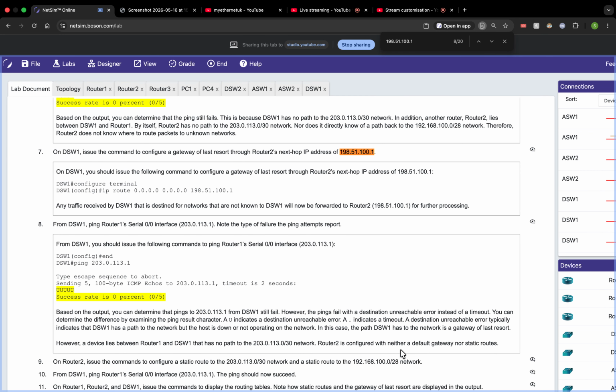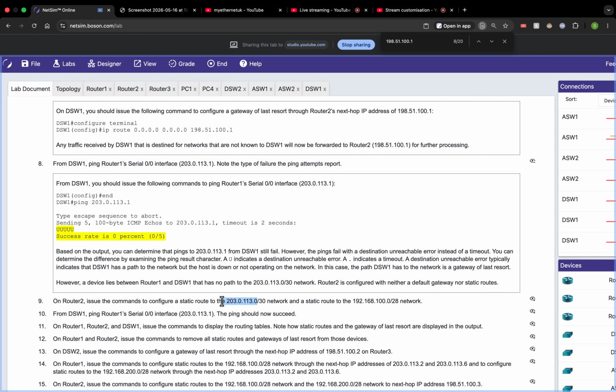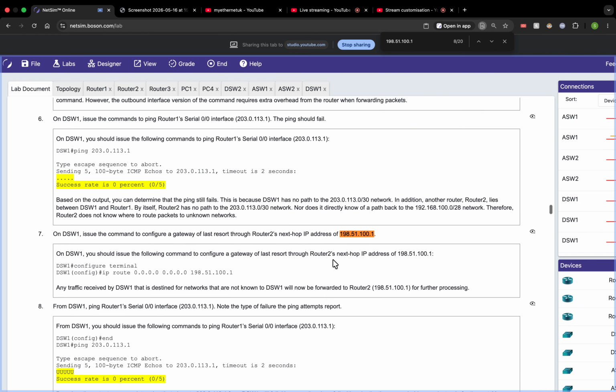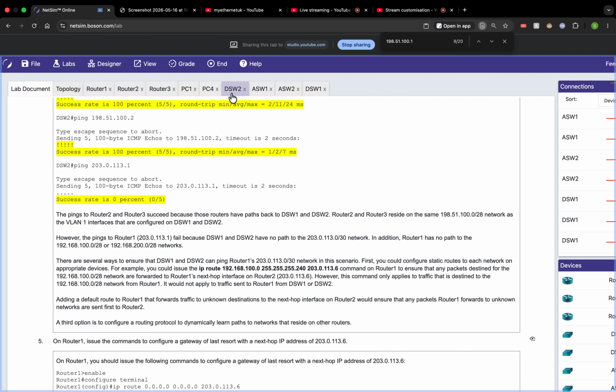It's important to note that configuring a gateway of last resort on router 2 that points to router 1 would potentially create a routing loop that would cause the device to hang or otherwise not forward packets. Adding static routes to specific networks enables router 2 to forward packets to the correct destinations without creating a loop. So that's the problem with what I did.